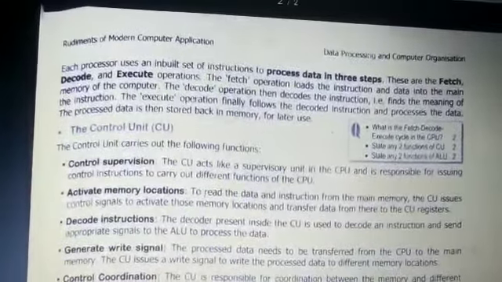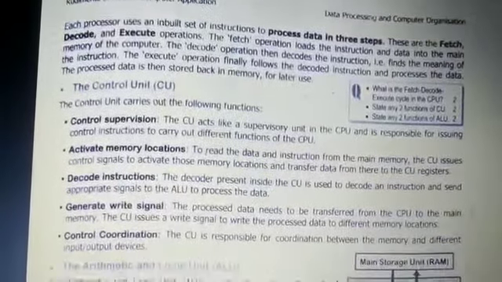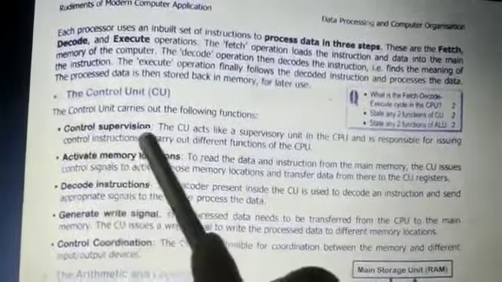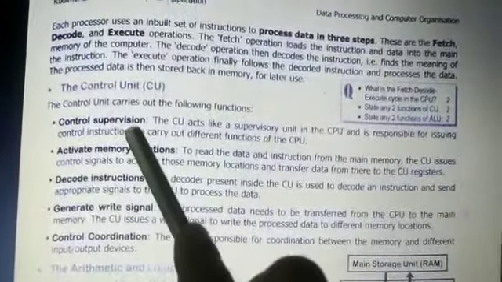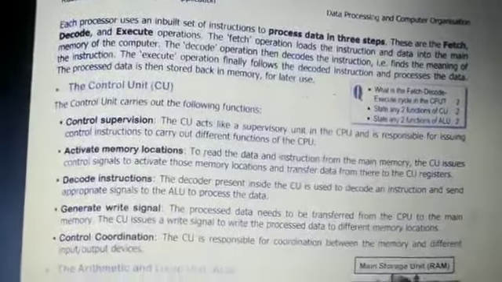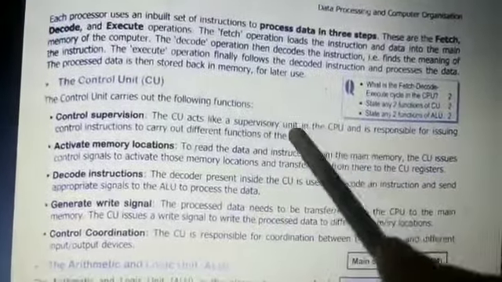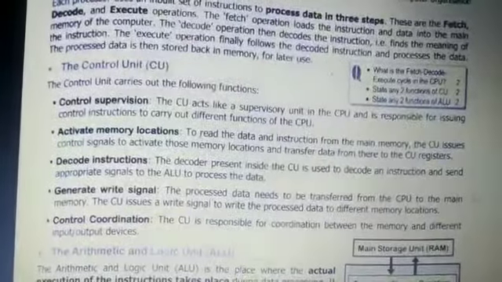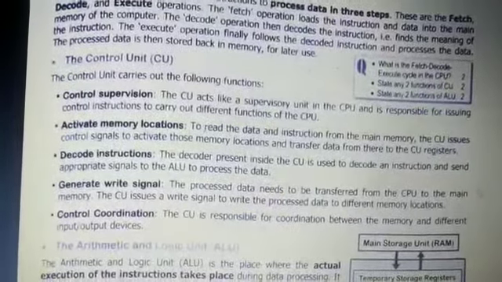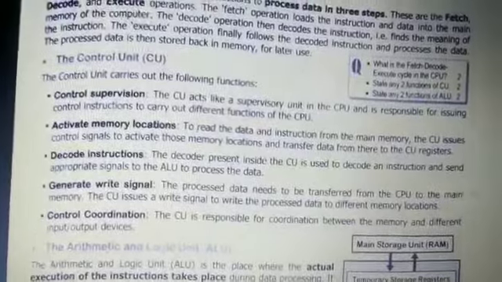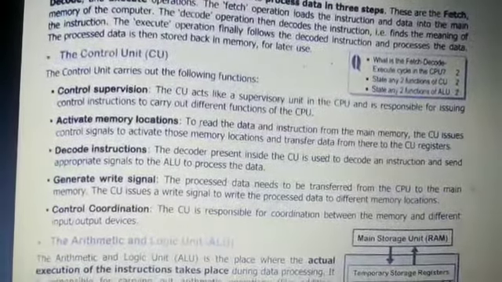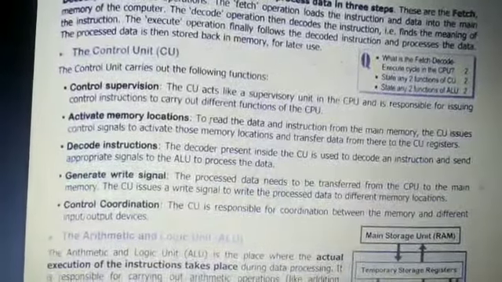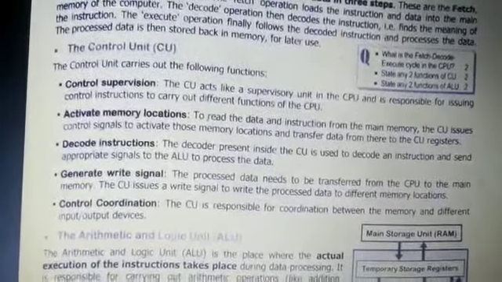So what are the functionalities covered by the CU, that is the control unit? We are able to see the first one. The first function is control supervision. So the CU here acts like a supervisor. It is responsible for issuing the control instructions to carry out. Control instruction means which part of the job is to be sent to which device. All this controlling part is maintained by the CU.